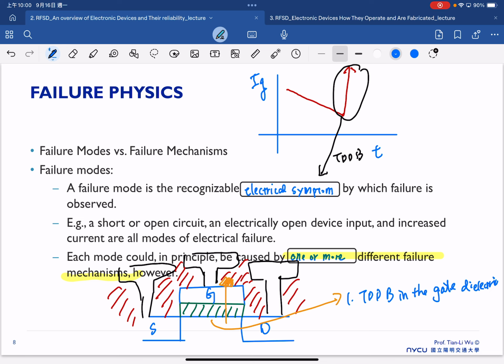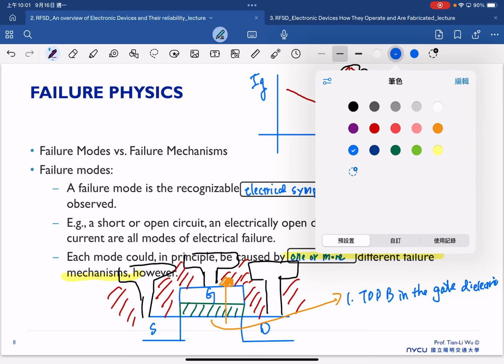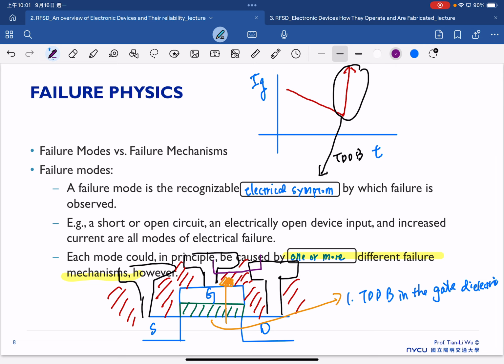But on the other hand, the passivation is also an insulator, so there can also be breakdown between these two regions. It's not happening in the gate dielectric, it's mainly happening in our passivation dielectric here. So we can also have this TDDB phenomenon in the passivation layer.